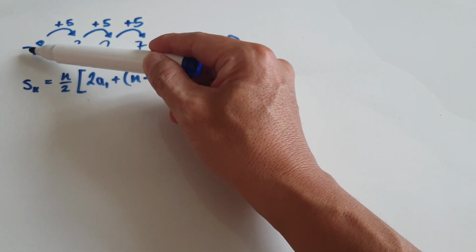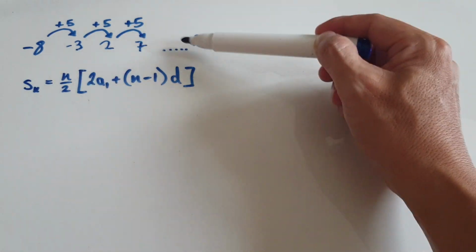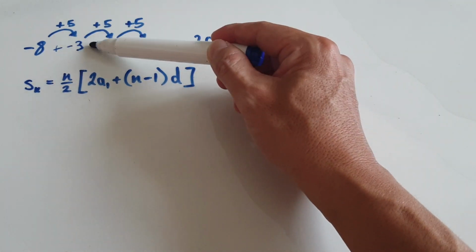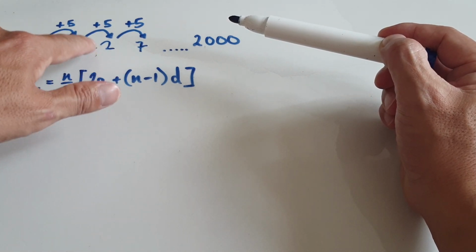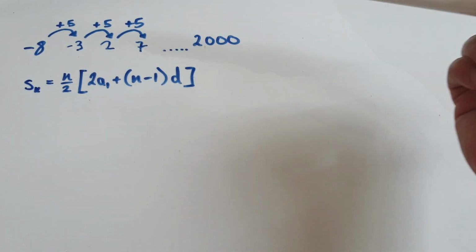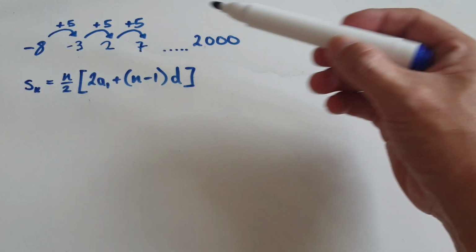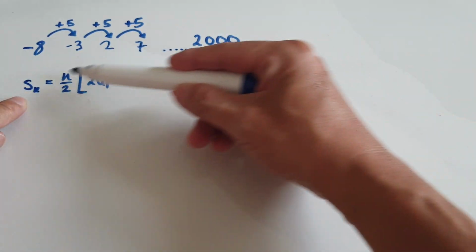So this is your first term, second, third, and so on. How many do you need, so that when you sum up everything, it will exceed 2000? So this is your typical series question. So let's try and do this. I'm expecting you to know this.